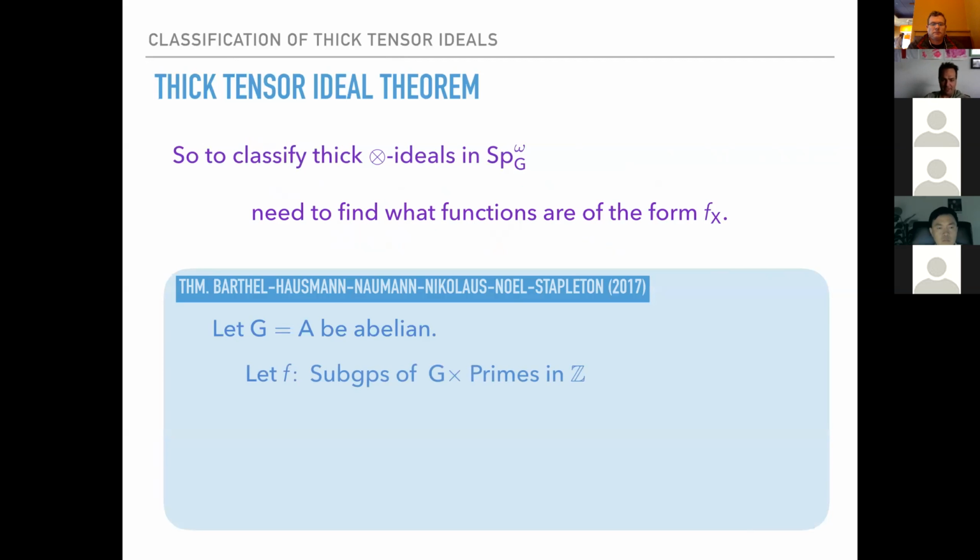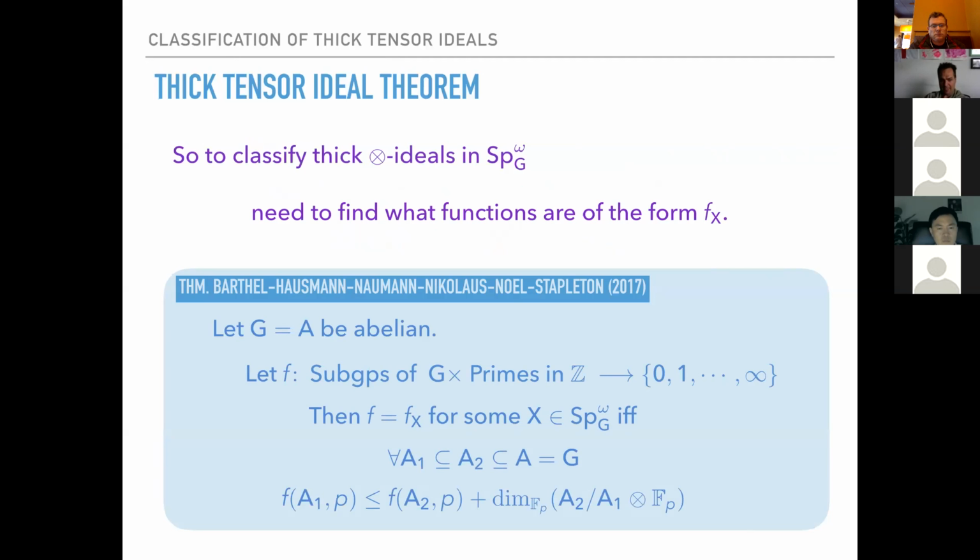So if I have some function f, now the question is whether or not there's a function of the form f_X that equals this. This happens if and only if, for every chain of subgroups A1 and A2 inside of A, which is G, I have an inequality here. F of A1, p needs to be less than or equal to F of A2, p, plus the dimension of this F_p vector space, A2 mod A1 tensor F_p. Now, I know Nico talked a bit about this, so I'm going to also move through it fairly quickly.